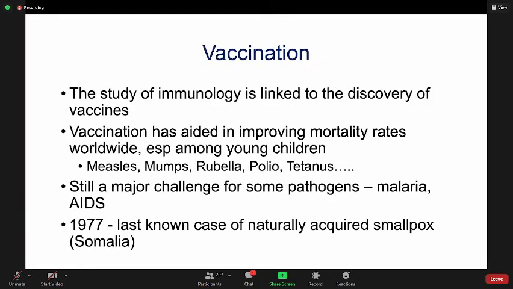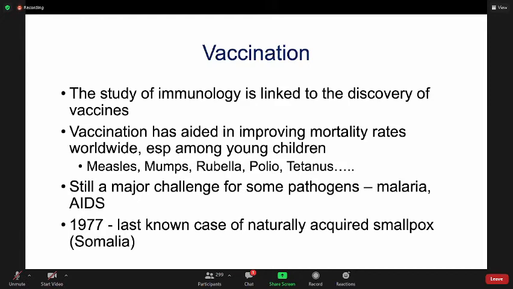So the purpose of this was just to show you that the study of immunology was linked to the discovery of vaccines. The two went hand in hand, defining how we get protection from infectious disease. Okay.